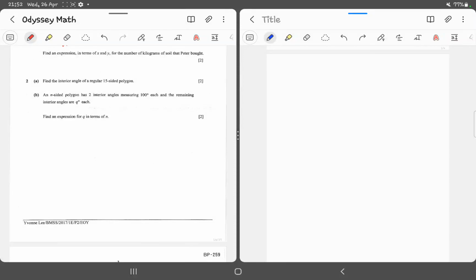Now let's do question number 2. Question number 2 is on polygons. For polygon questions, you need to know the formula. Knowing the formula is essential to doing this question. So let's do question number 2a.